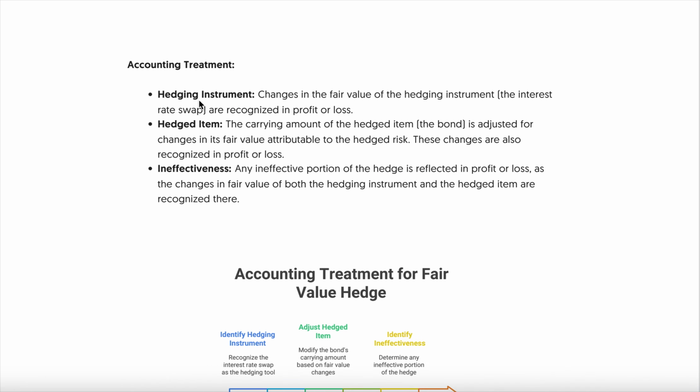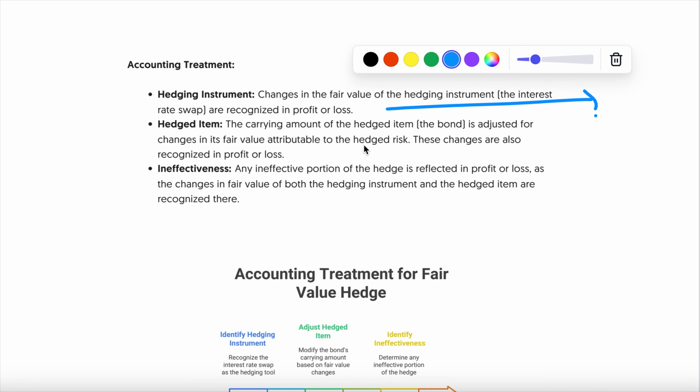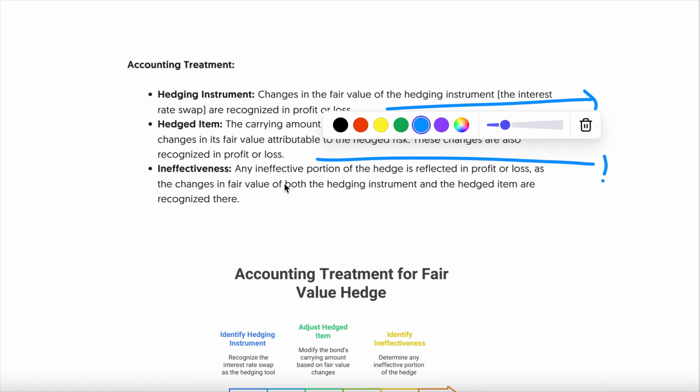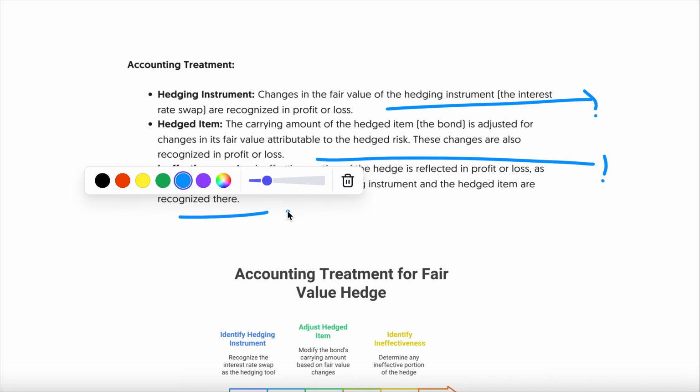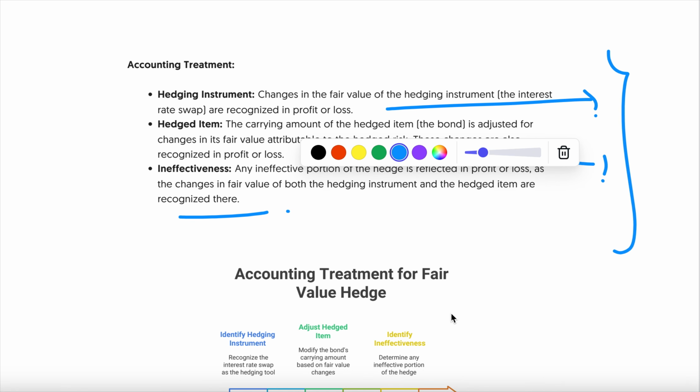So what you'll do is, the changes in the fair value of the hedging instrument, the interest rate swap, are recognized into the P&L. The carrying amount of the hedged item, the bond, is adjusted for changes in the fair value attributable to the hedged risk. These changes are also recognized into the P&L, and any ineffective portion of the hedge is reflected in P&L as the changes in fair value of both the hedging instrument and the hedged item are recognized there. So nothing goes into the OCI, as you saw in cash flow hedge. Nothing goes into the OCI when it comes to this.